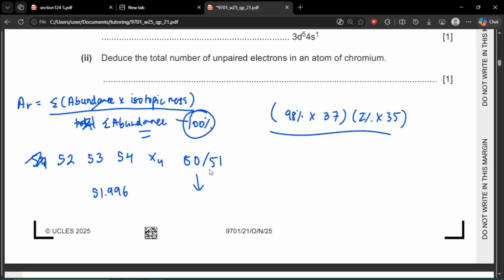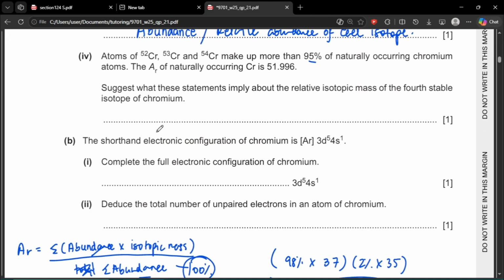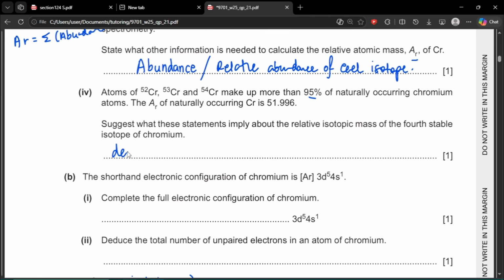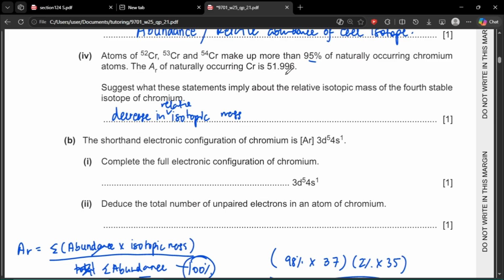Therefore, you basically write there's a decrease in relative isotopic mass. This is because you just have to compare the average with the isotopes they already gave you, and since they are greater than the average, you have to bring the average down somehow. Therefore, there has to be a fourth isotope that is smaller than the ones already given.